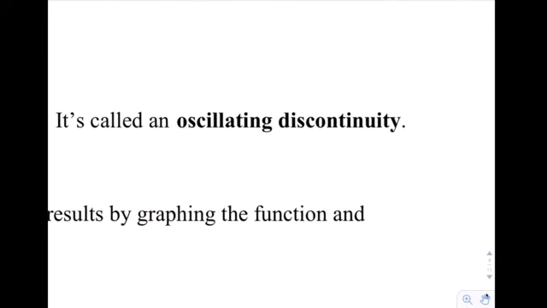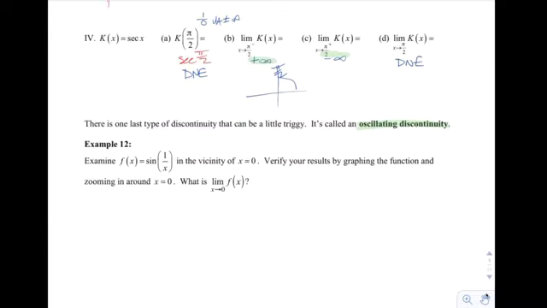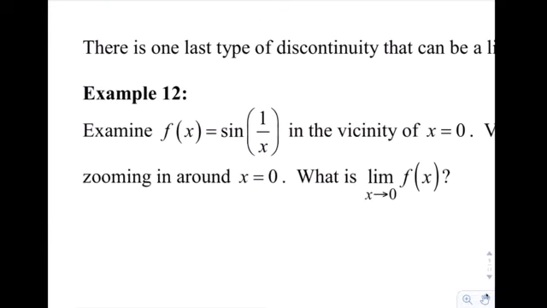Now, there's one last type of discontinuity. It's not on the AP exam, but I think it's kind of cool. It's called the oscillating discontinuity, and we'll analyze it here through this function, f of x equals sine of 1 over x. What does it mean to oscillate? Yeah, to kind of go back and forth between.